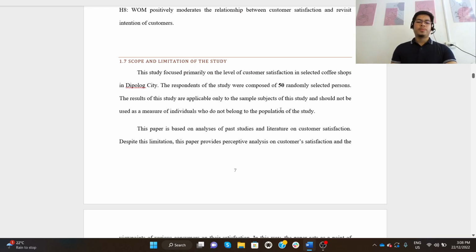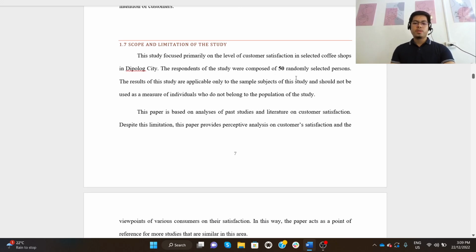So we have the scope and limitation of the study. This study focused primarily on the level of customer satisfaction in selected coffee shops in Pollock City. The respondents of the study were composed of 50 randomly selected persons. The results of this study are applicable only to the sample subjects of the study and should not be used as a measure of individuals who do not belong to the population of the study.